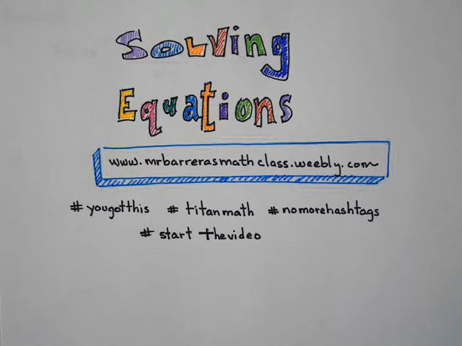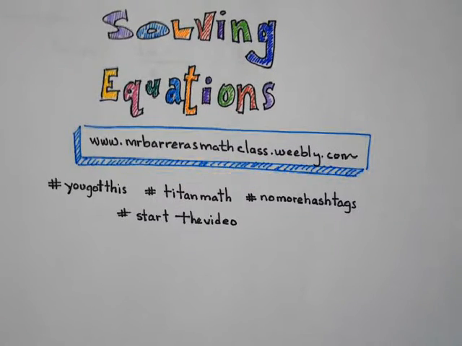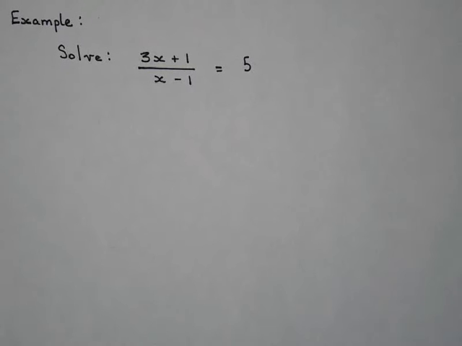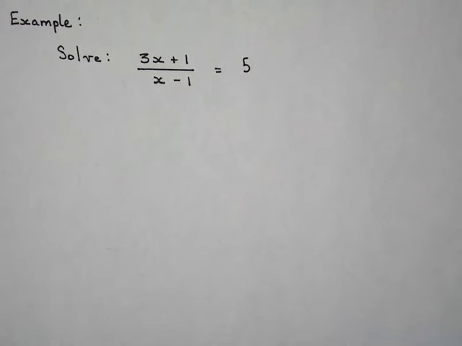Alright, so welcome back. We're going to go ahead and continue solving the equations here, so let's just dive right in. We're going to look at two examples in this video. So example number 1, we have 3x plus 1, all divided by x minus 1, and that should equal 5.